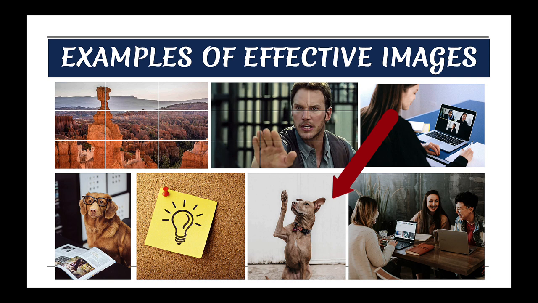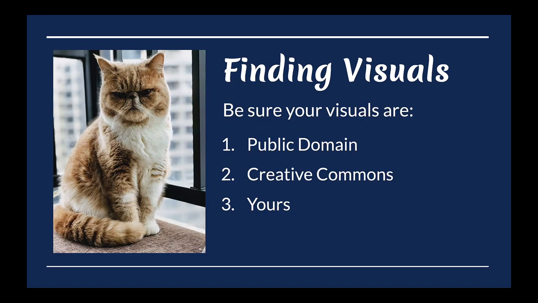The image of the dog raising its hand is, again, a simple image, not too much going on in the background, and well composed. That center composition can be really effective. And finally, you have an image of people laughing and talking, and you've got some good lighting there, some nice composition. So when you're looking for effective images, think about the rule of thirds at first. Think about, is it cleanly lit or well lit? Does it work for me?